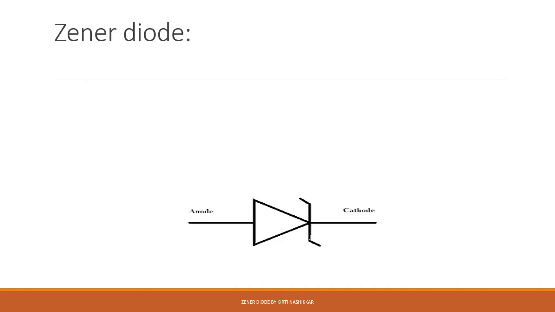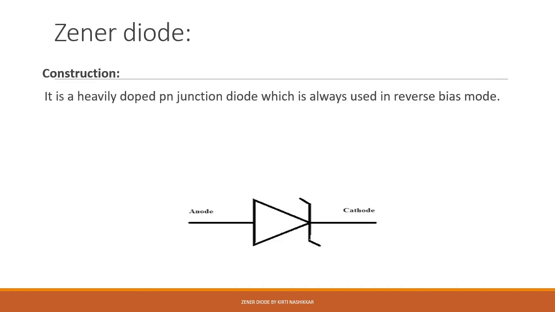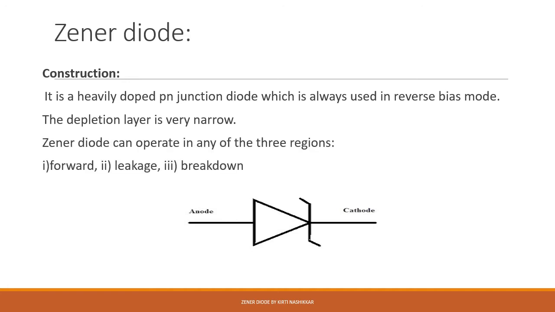So this is the symbol of the Zener diode. Now in the construction we can say that it is a heavily doped PN junction diode and it is always used in reverse bias mode. The depletion layer is very narrow and it can operate in three regions, that is forward, leakage and breakdown region.